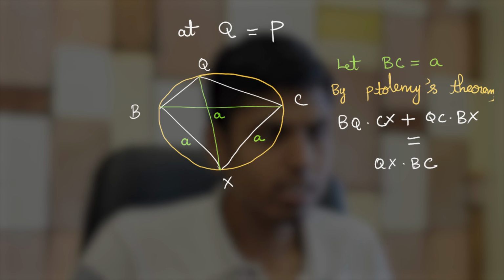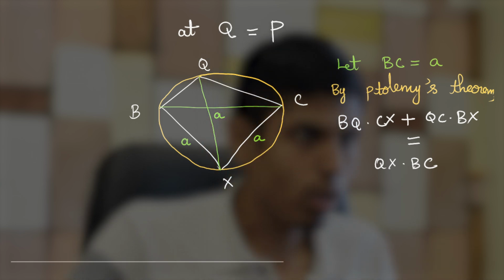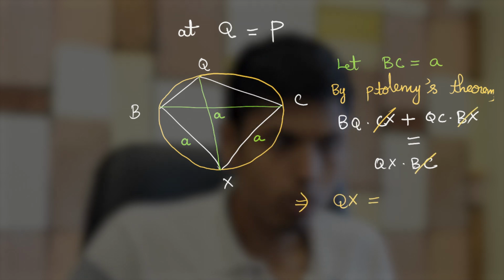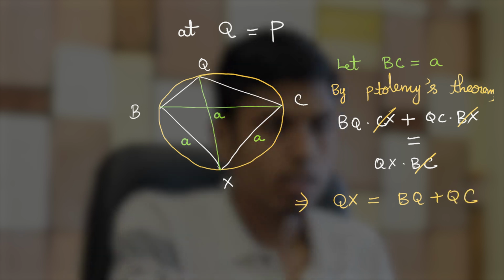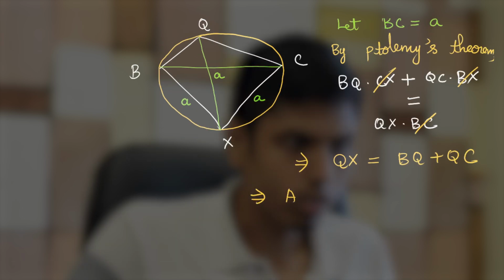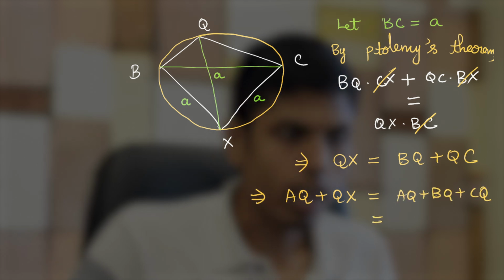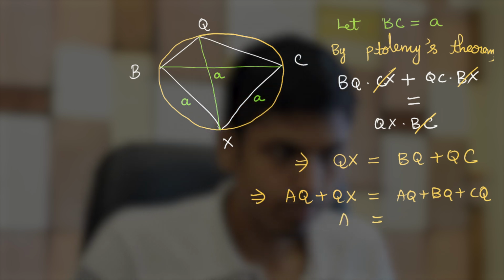I know BX equals A, CX equals A and BC equals A. So all 3 are equal. Thus we can cancel out to give us QX equals BQ plus QC. Now let's add AQ to this. AQ plus QX equals AQ plus BQ plus CQ. But AQ plus QX is AX. Thus we have proved that AX equals AQ plus BQ plus CQ.